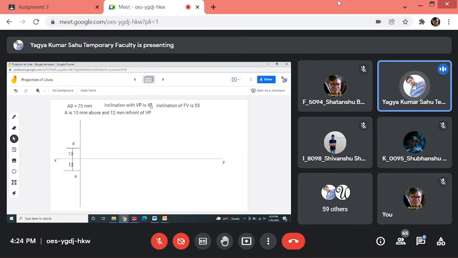75 is given, 45 is given, which means the true inclination with the vertical plane is given. So consider the line inclined to the vertical plane only, whatever is given is what we do. Draw the top view in true length, 45 degree and 75 mm. Locate here, we used to write this as B2, write B2, no problem.